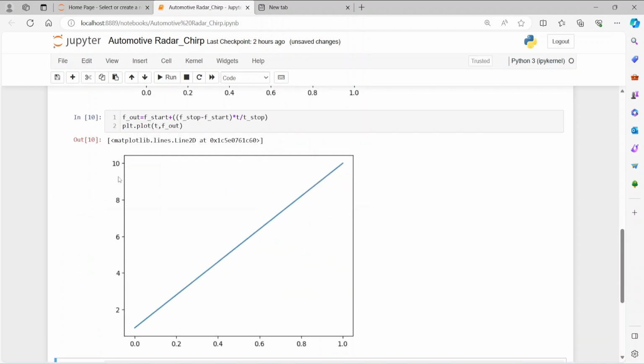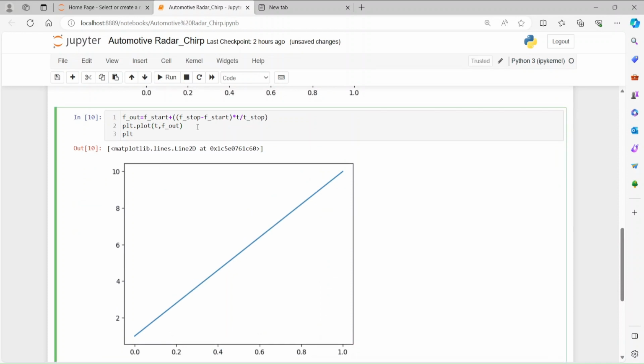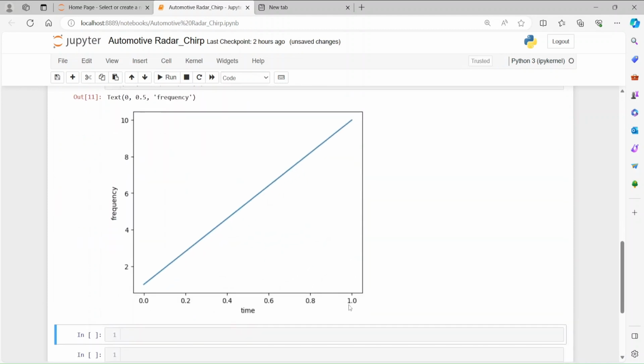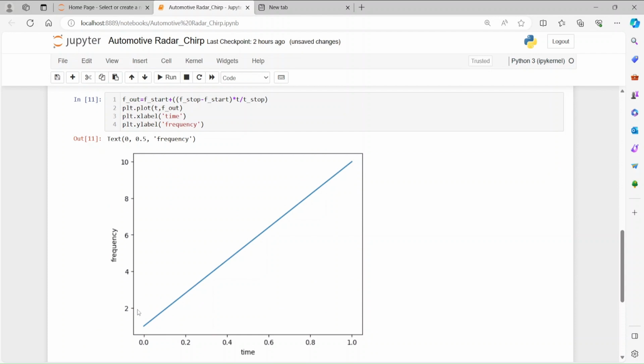Okay, so you see, in the y-axis we have frequency. Let me write it down. So in the x-axis we have the time, right? And then in the y-axis, plt.ylabel, we have the frequency, right? Okay, so let's run it again. Okay, so you see, we are starting at 1 and we are going up to 10.